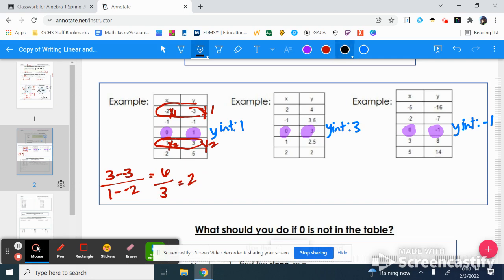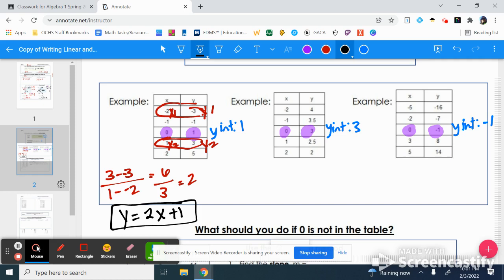Now as I get ready to create my equation, y equals mx plus b, we just found m, or our slope, to be 2. We leave an x in the equation, and then my y-intercept was +1. So that is how I would build an equation from a chart.